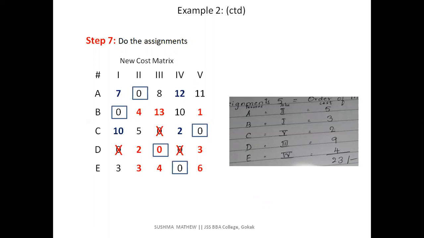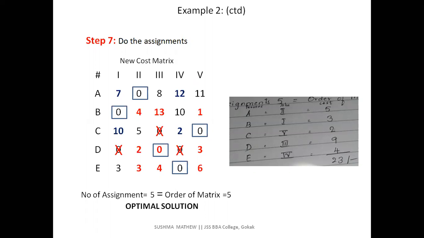Yes. Now all the zeros have been assigned. Check, are there any left out zeros? Have we left any zeros? No, we can find all zeros. Okay. Now check the number of assignments. 1, 2, 3, 4, 5. Right? So 5 assignments equal to the order of matrix, that is 5. Clear? Yes, ma'am. Now we have got an optimal solution.